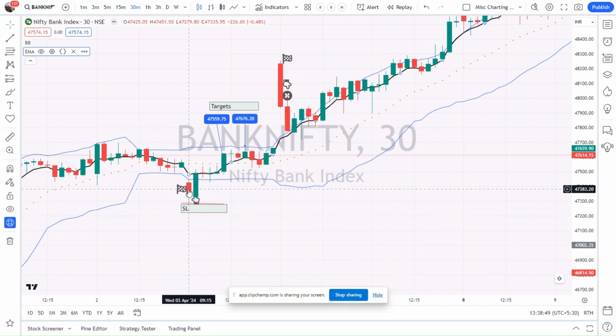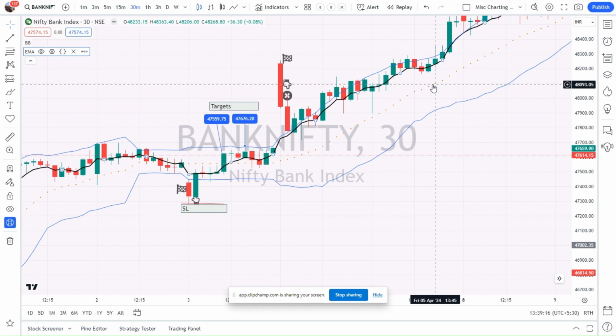Now, look at this. This is basically the 3rd of April, the first candle. The first candle is an alert candle. This symbol means it's an alert candle. Why? Because the high of the candle is way below the black line. My black line is the 5 EMA line. My blue lines are the upper band and the lower band of the Bollinger Band. And this dotted line is basically the middle of the Bollinger Band.